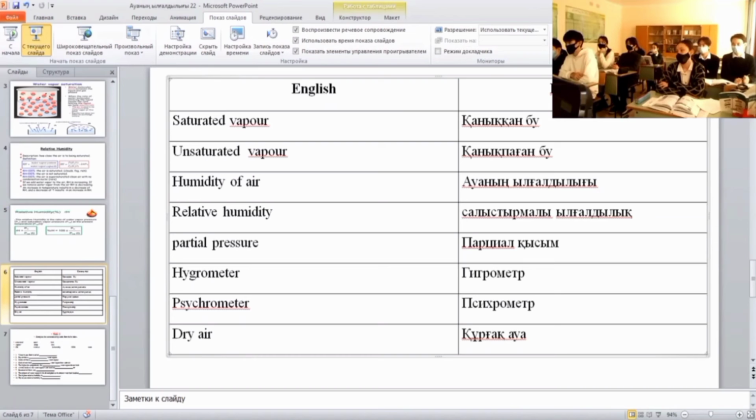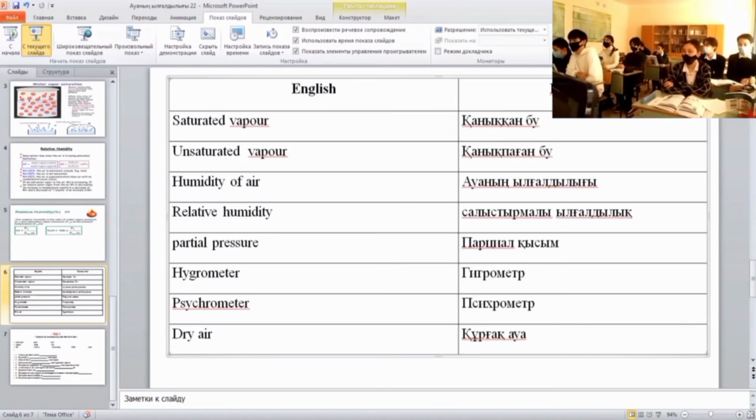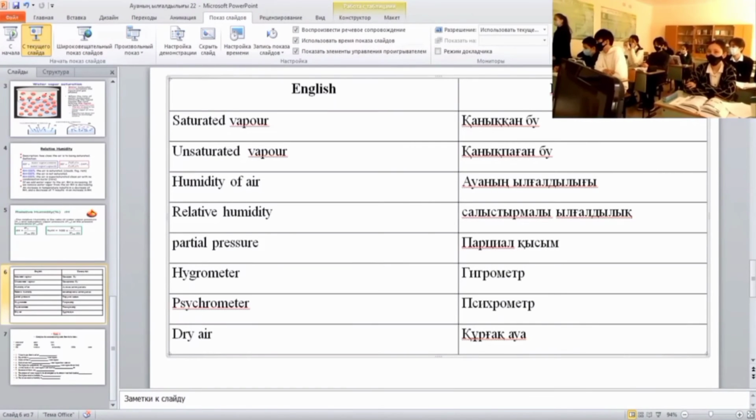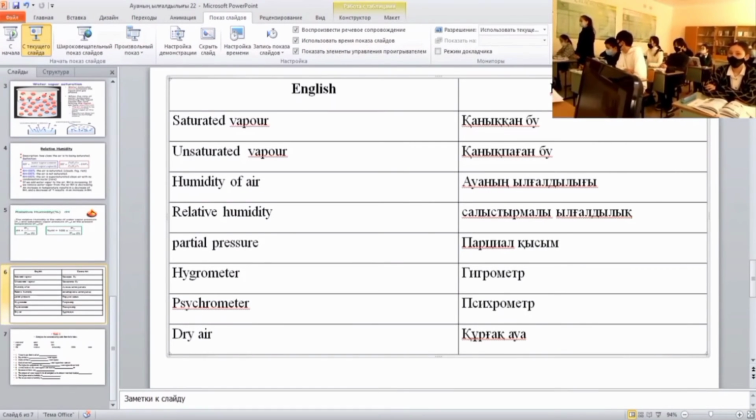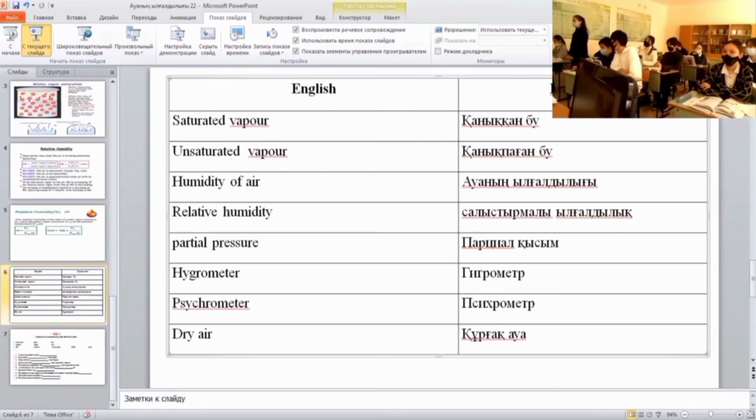Next group. The triple point also occurs in a phase diagram as a single point, the triple point, where all phases exist in equilibrium. For water, the triple point occurs at 273.16 Kelvin.